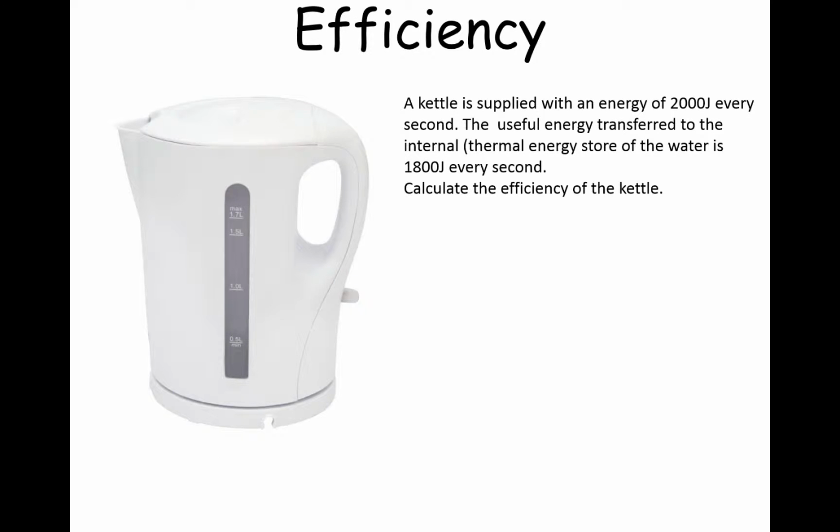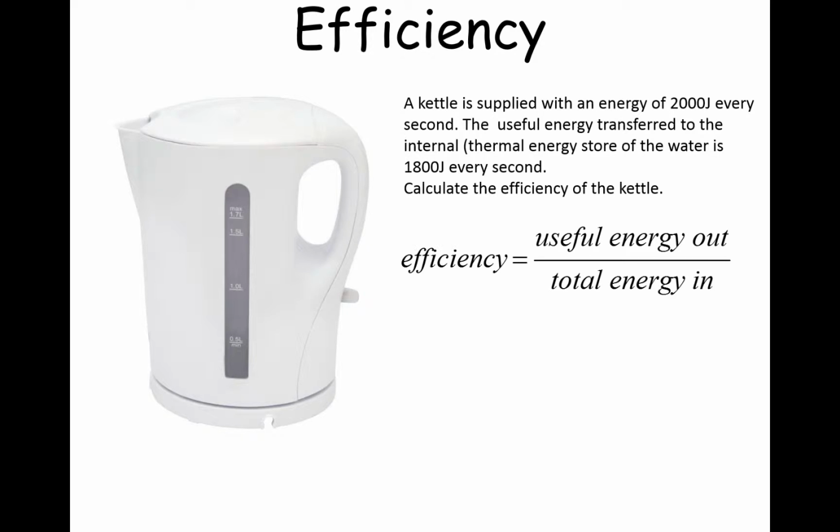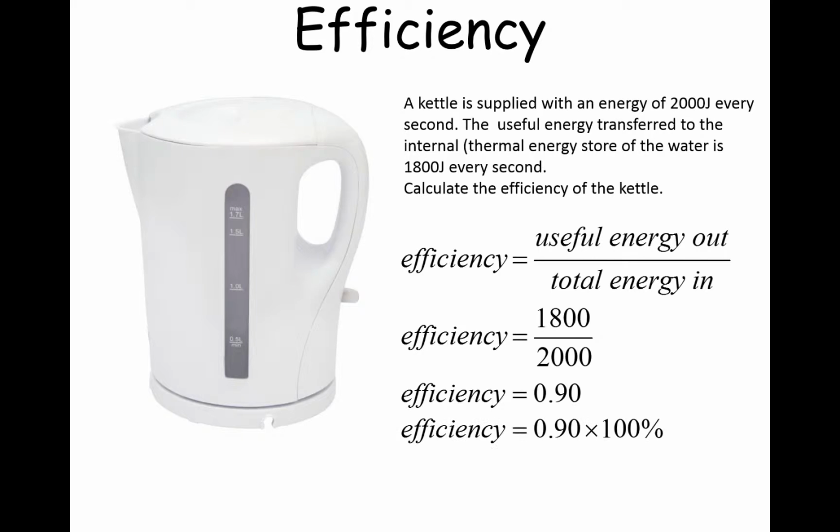So let's look at an example. A kettle is supplied with an energy of 2000 joules every second. The useful energy transferred to the internal thermal energy store of the water is 1800 joules every second. Calculate the efficiency. So, the useful energy out divided by the total energy in. The useful energy out is 1800, the total energy in is 2000, and that gives us an answer of 0.9. The efficiency is 0.9. If we want to change that to a percentage, we simply times it by 100%, and we have that this particular transfer is 90% efficient.